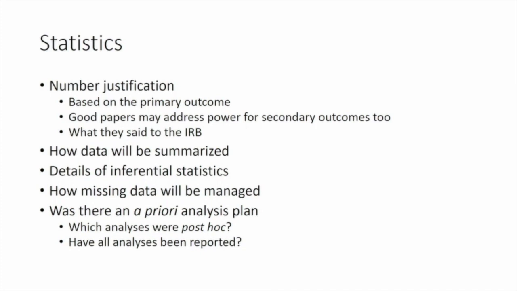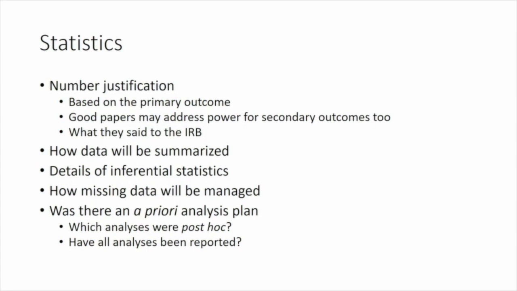The statistics section should also describe how the data will be summarised, any details in inferential statistics, how missingness is managed, and was there an a priori analysis plan, and which analyses were post hoc, and as I said, have all analyses been reported. Now, an analysis plan is usually a fairly detailed document. It can be dozens of pages long or hundreds of pages long, where they clearly describe how data are actually going to be analysed and reported.